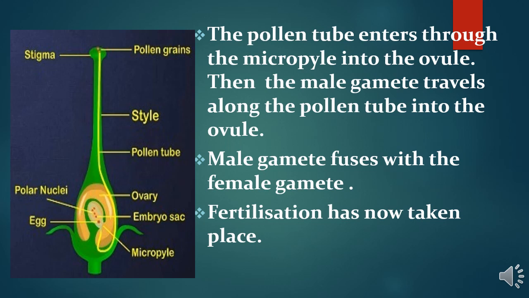Now the male gamete travels along the pollen tube into the ovule. Male gamete fuses with the female gamete and fertilization has now taken place.